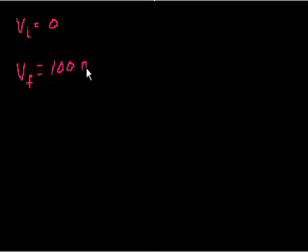So let's say that at the top of the cliff, my initial velocity is going to be 0, right? Because I'm stationary before the person drops me or before I jump, right? And let's say at the bottom of the cliff, my velocity is, let's say, 100 meters per second. So my question is, what is the height of this cliff?